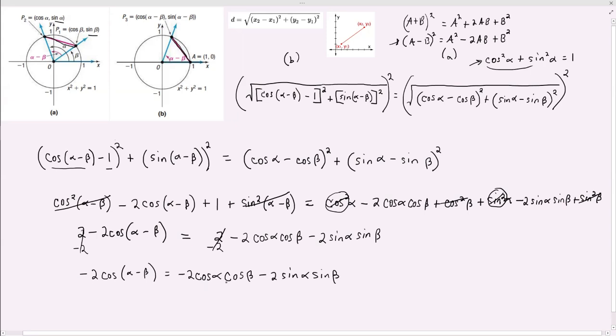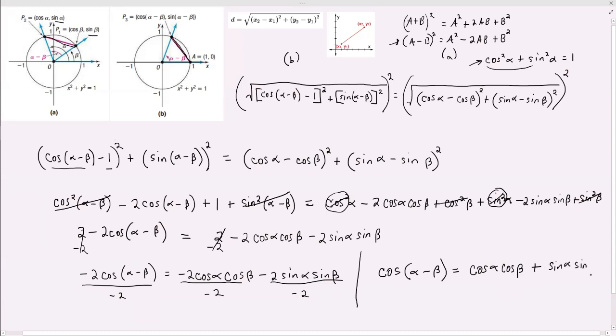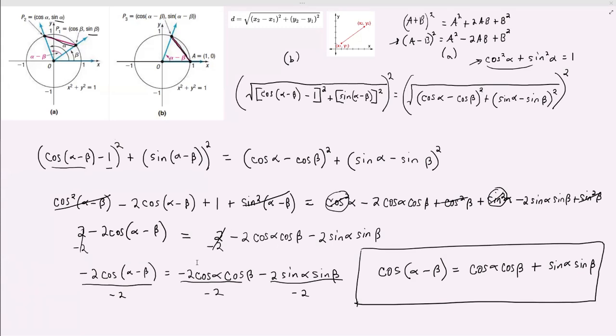Okay, and notice that every one of these has a negative 2 factor. So if I divide both sides by negative 2, then this is going to turn into what we're looking for. Those are all going to become positive 1. So I end up with the statement, the cosine of alpha minus beta is equivalent to cosine alpha cosine beta, that becomes plus sine alpha sine beta. Okay, and this was our formula.